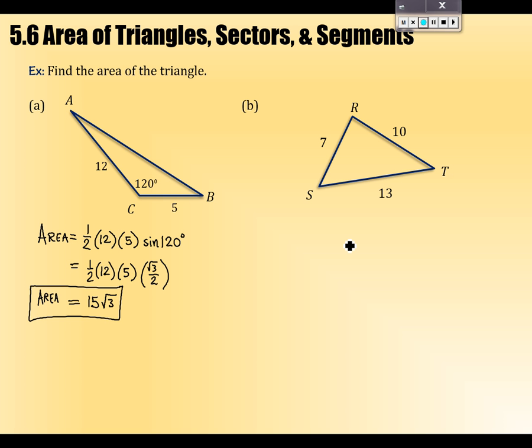The second one is set up perfectly for Heron's formula, right? It's not required to use that, but I've even made the numbers somewhat nice.